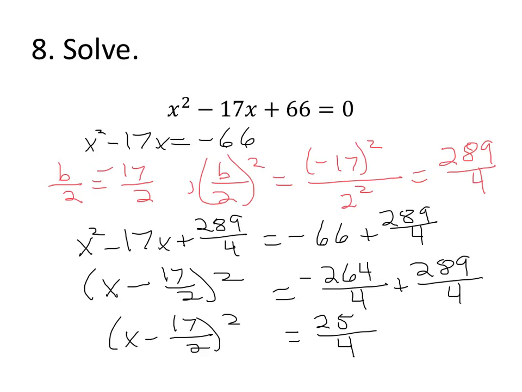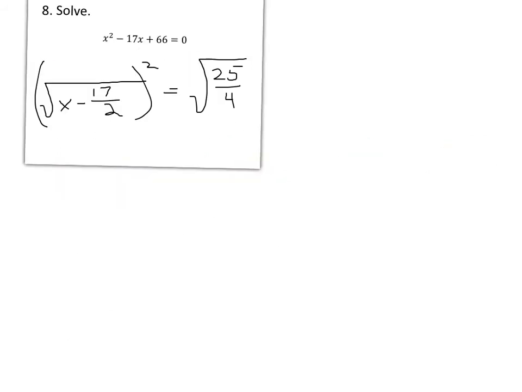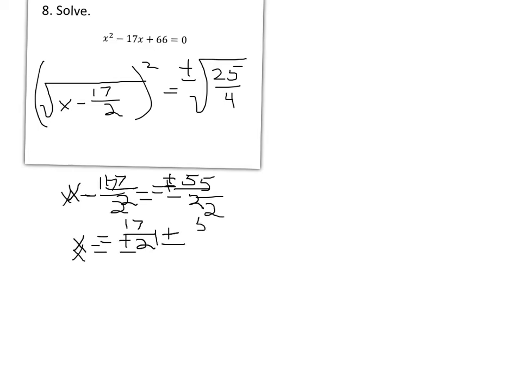And now we can apply the square root property to both sides. The left side of the equation becomes x minus 17 halves, and the right side, the square root of 25 is 5, and the square root of 4 is 2, and it's plus or minus, so we add 17 halves to both sides, and then we have to find two solutions for x.